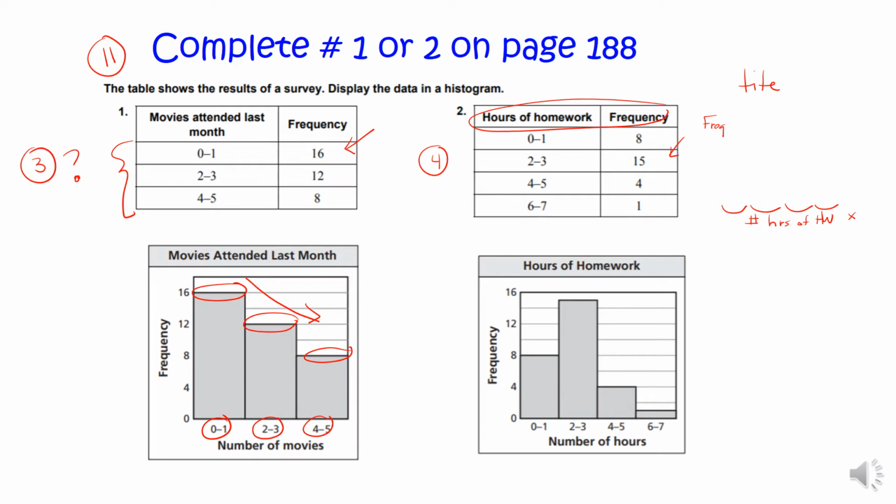Now look at this one. There were 8 people that studied for 0 to 1 hours. There were 16 people that studied for 2 to 3 hours. There were 4 people that studied 4 to 5 hours. And there was, looks like, 1 person that studied 6 to 7 hours. So you have to make sure that you're reading the data correctly.